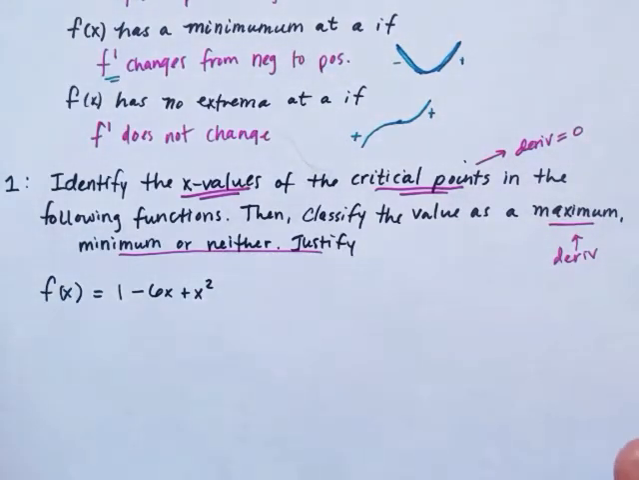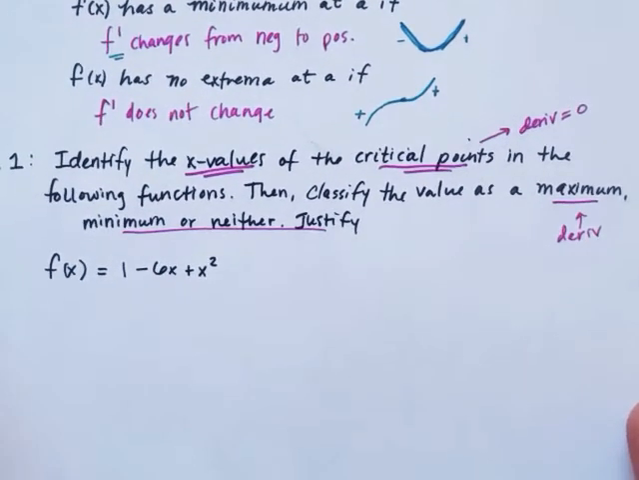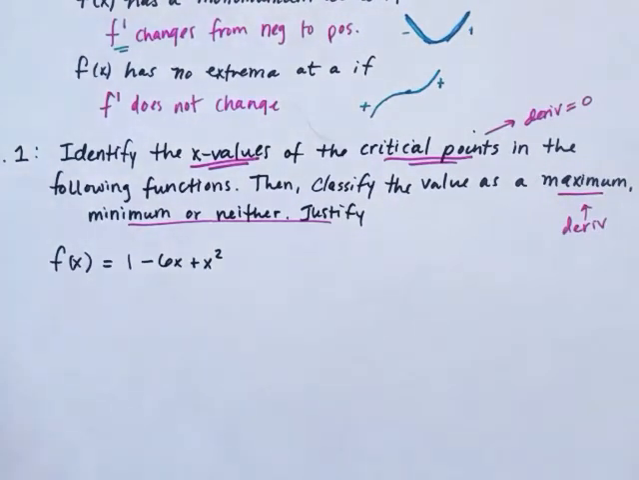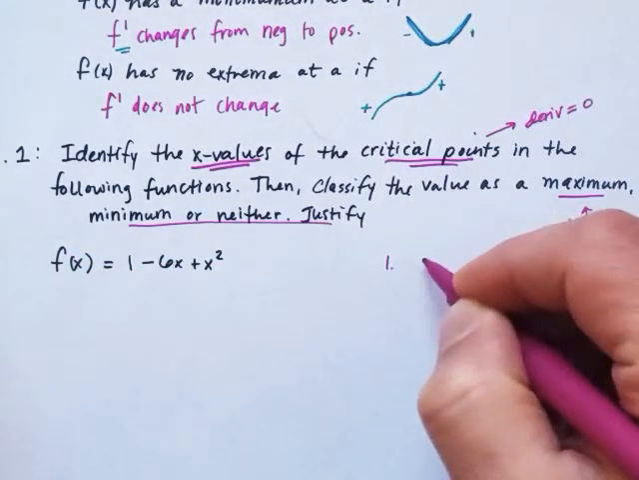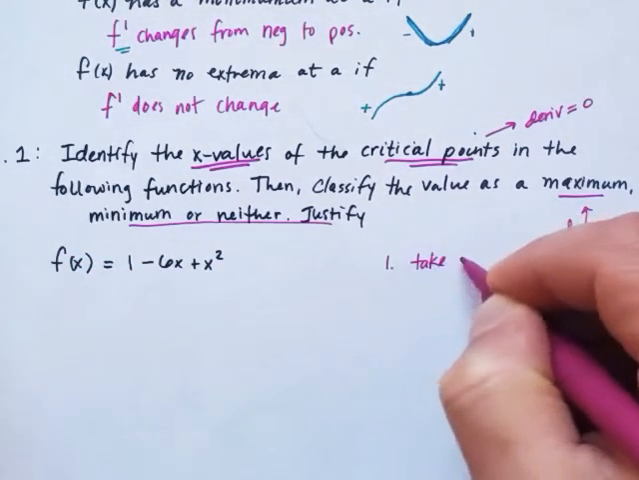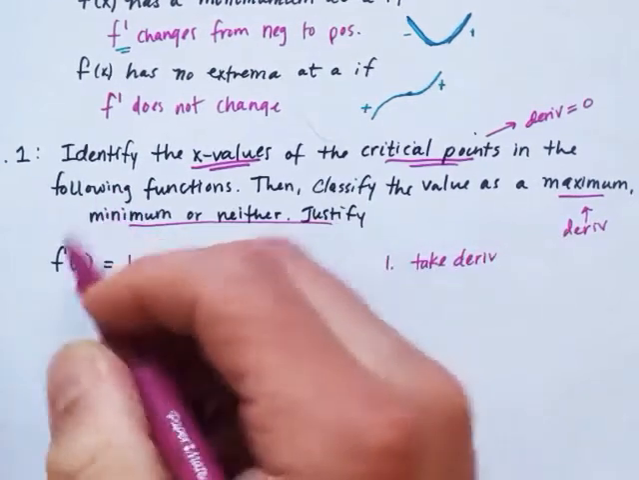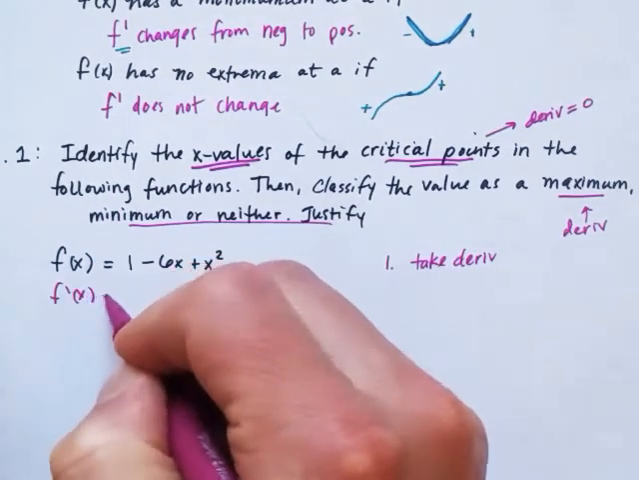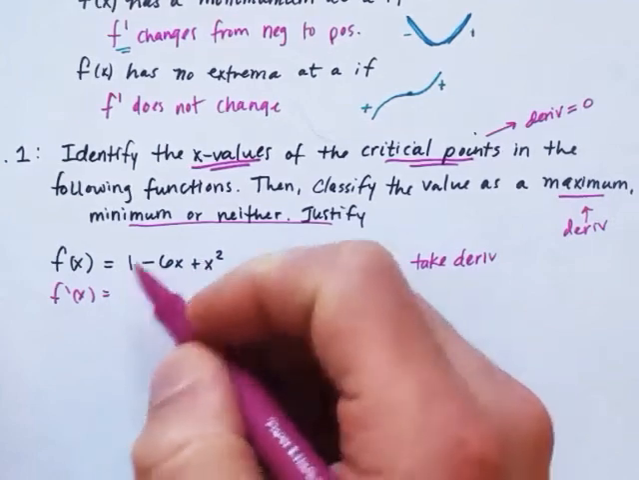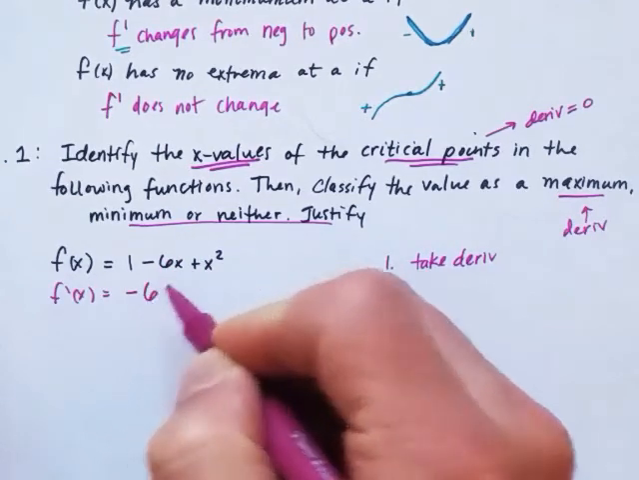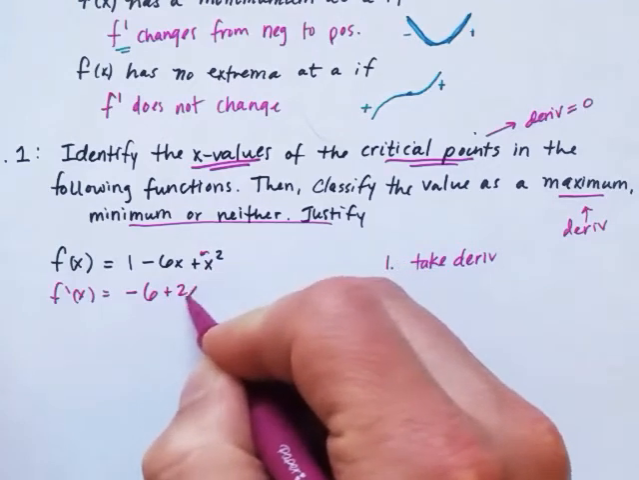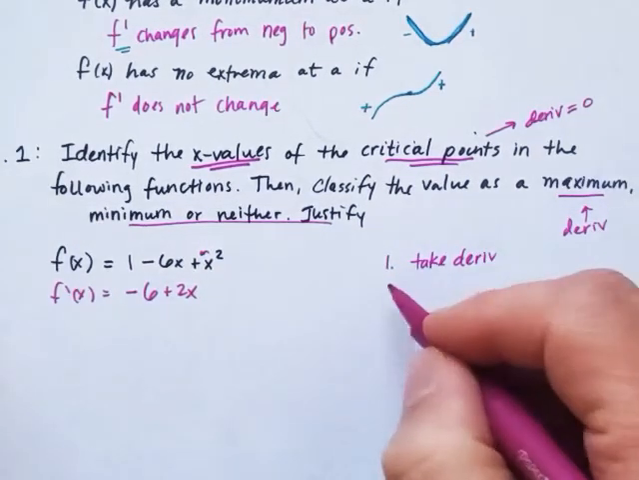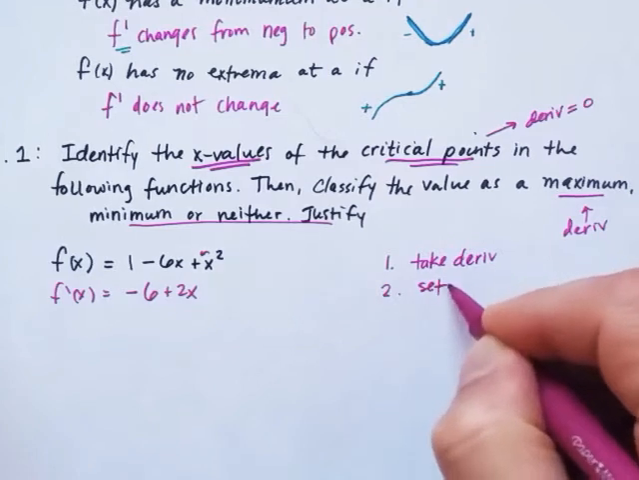So the very first example is f of x equals 1 minus 6x plus x squared. So we need to find the slopes to know if it's a max or min. So to find that slope, if you remember from last week, the first step was to take the derivative. So the derivative of a constant is 0, minus 6x just becomes negative 6, and plus x squared, remember we move that down to become plus 2x to the first. After we do that, we are going to set equal to 0.